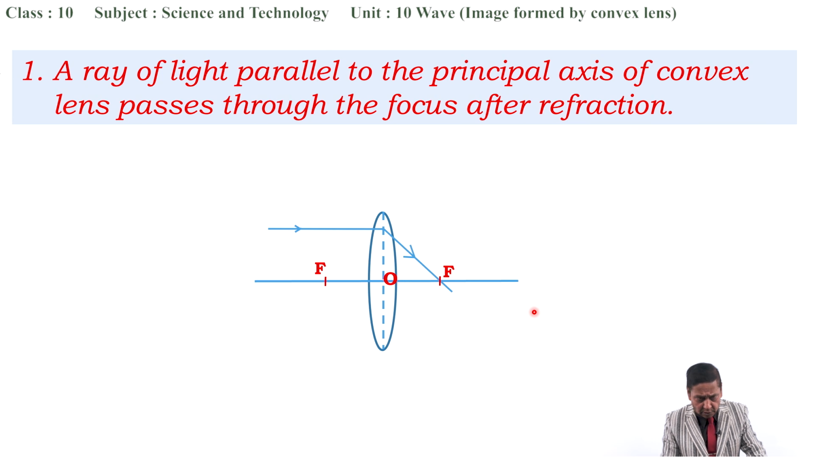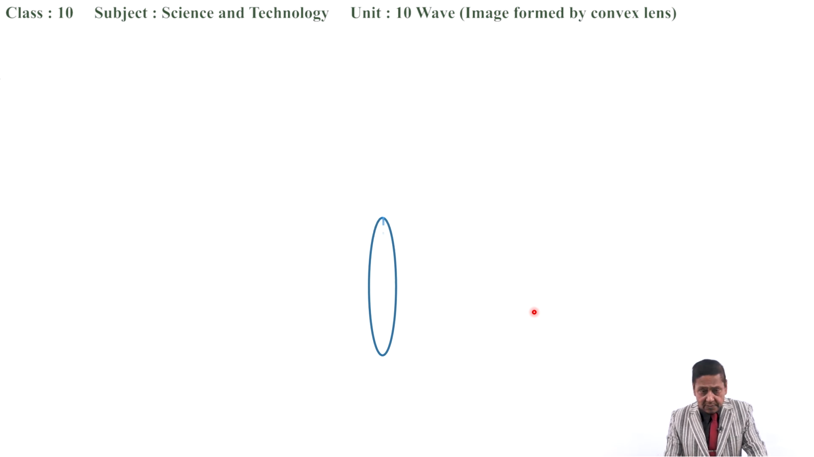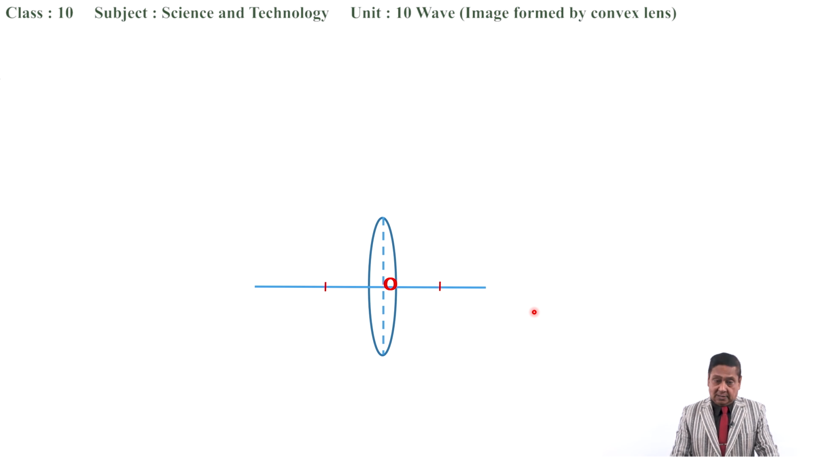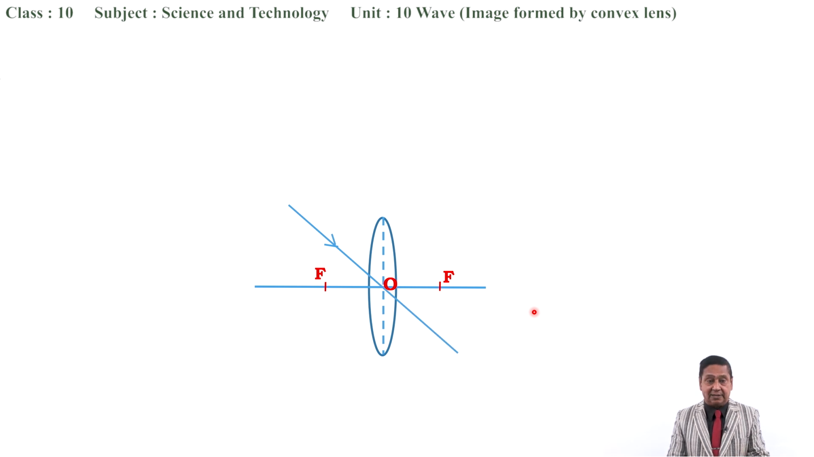Now there is another rule also. Look at this other rule. This is the convex lens, bisector line, this is the principal axis, this is the optical center, this is the focus, and if a ray of light passes through the optical center, then it passes without deviation, whether it comes from the upper side or from the lower side. If it passes through the optical center, then it passes straight.